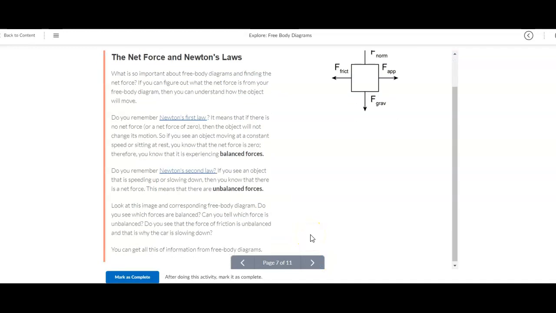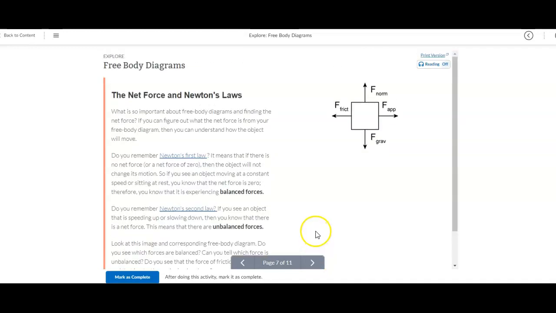All right, so this is how we will answer guiding question 3, the net force and Newton's laws. What is so important about free body diagrams and finding the net force? If you can figure out what the net force is from your free body diagram, then you can understand how the object will move. Do you remember Newton's first law? So it's the law of inertia. It means that if there's no net force, or if there's a net force of 0, then the object will not change its motion. So if you see an object moving at a constant speed or sitting at rest, you know that the net force is 0.